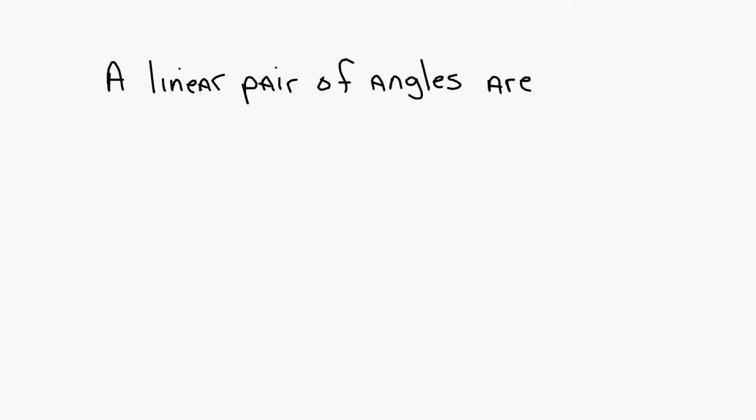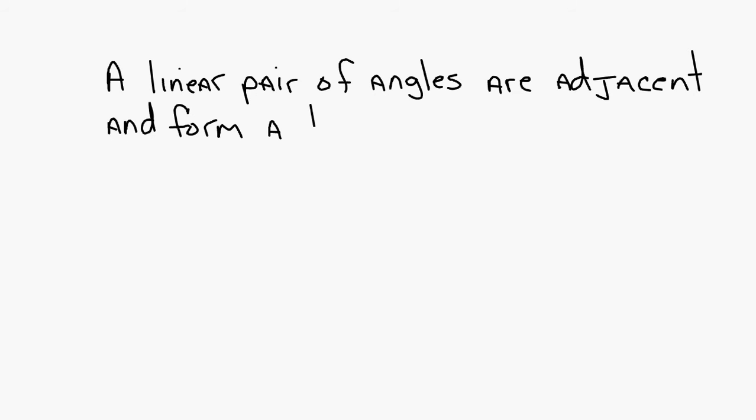A linear pair of angles are adjacent and form a line. A linear pair of angles. Here's the term we're talking about. Linear pair of angles. They're adjacent and they form a line.